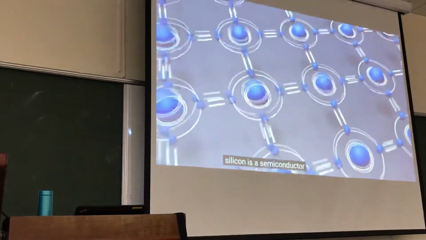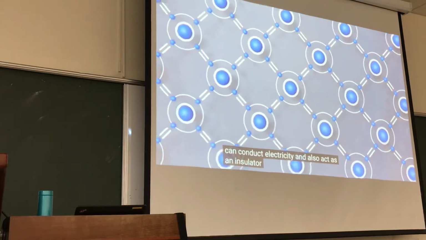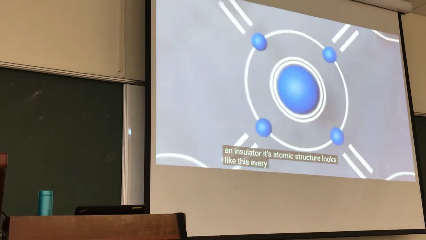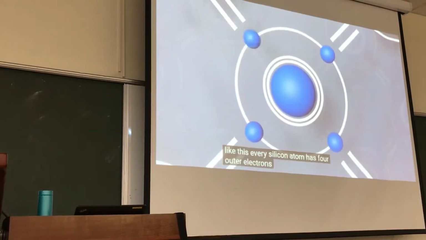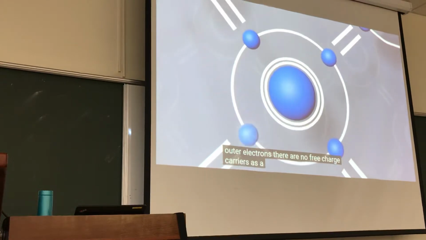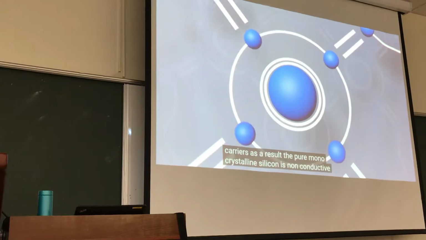Silicon is a semiconductor. This means it can conduct electricity and also act as an insulator. Its atomic structure looks like this. Every silicon atom has 4 outer electrons. There are no free charge carriers. As a result, the pure monocrystalline silicon is non-conductive at room temperature.